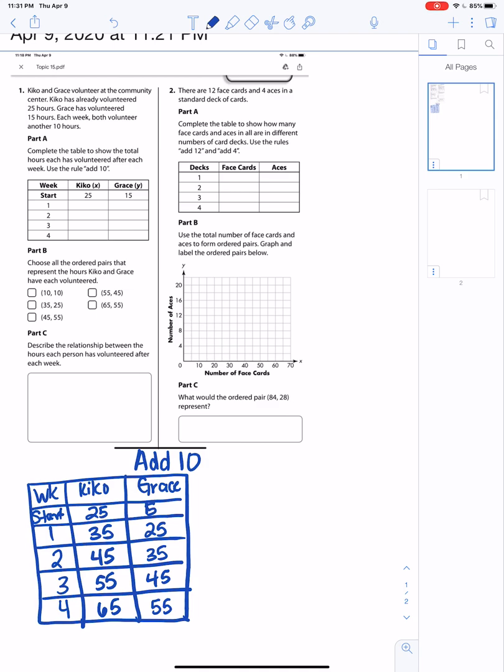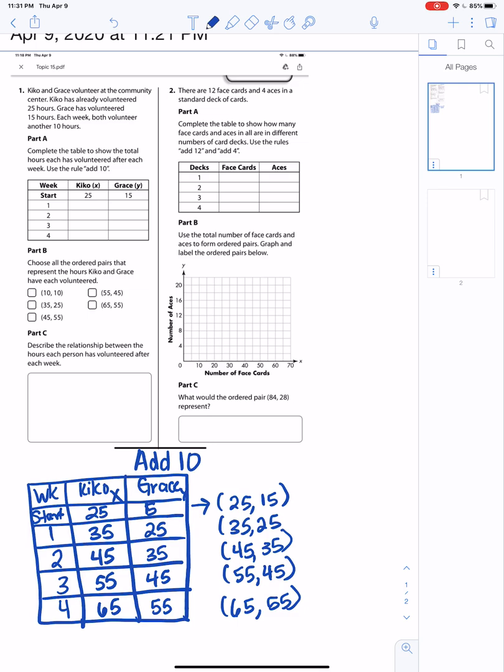So Kiko is X and Grace is Y. So when I look at this table, I can turn these into ordered pairs. This is the same thing as 25, 15. And this is the same thing as 35, 25. And this is the same thing as 45, 35. This is 55, 45. And this is 65, 55. These are my X values in this column. This is X, and this is Y.